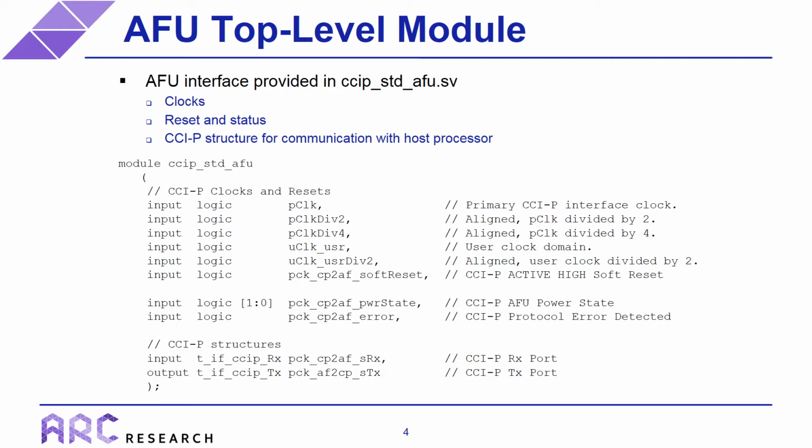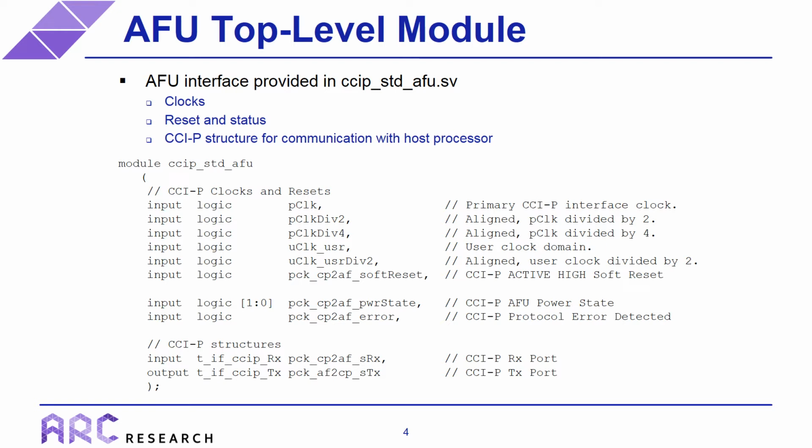So the slide here shows what that SystemVerilog would look like. It's basically a set of clocks. There's a primary clock that runs at 400 megahertz. There's primary clock div 2, which runs at half that, and div 4, which runs at a quarter of that. There's U clock, which is basically a user definable clock. There's a reset. There's some other information about the power state and about detecting CCI-P protocol errors. I'm not going to talk about that in this presentation.